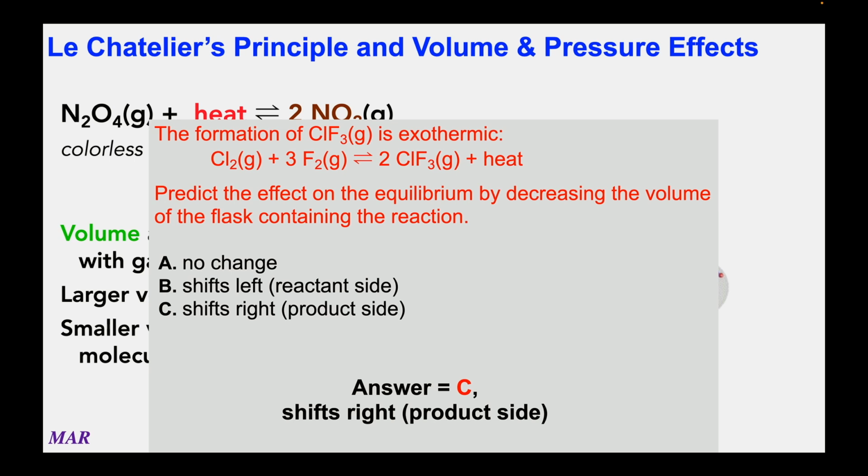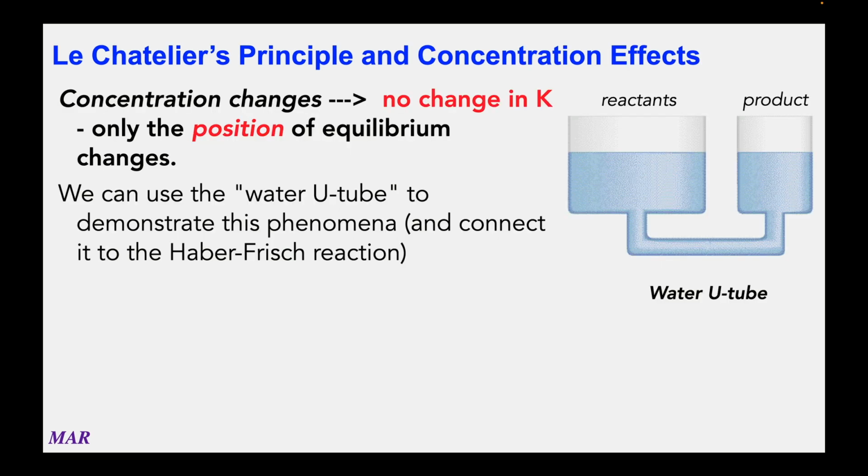Concentration changes will also affect the position of reactants and products, but concentration changes will not affect the value of K. It affects the position of equilibrium, but it doesn't affect the actual value of K. And to demonstrate this, I'm going to use this water U-tube. This isn't the YouTube with little cat videos and stuff. This is a water-based system.